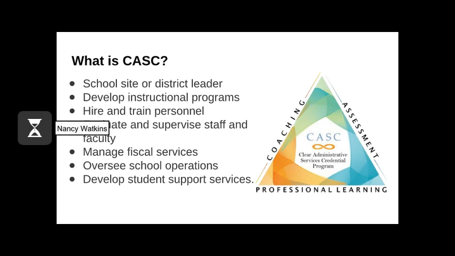What is the CASC? This is a credential that allows you to be responsible for evaluating personnel or instructional programs in California. With it, not only can you serve as a school site or a district leader, but you can also develop instructional programs, hire and train personnel, evaluate and supervise staff and faculty, manage fiscal services, oversee school operations, and develop student support services.